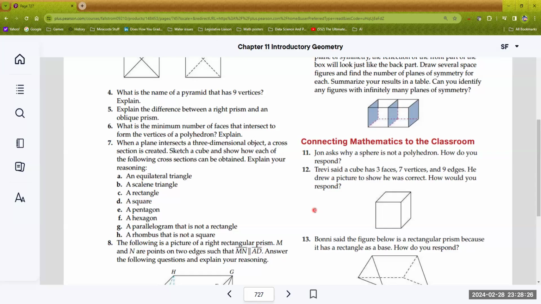Yeah, I think I'd probably go with that. So each time you get a vertex, it would be at the intersection of three planes or three faces. So, yeah, I think so. It's the minimum number of faces that intersect to form the vertices of a polyhedron.